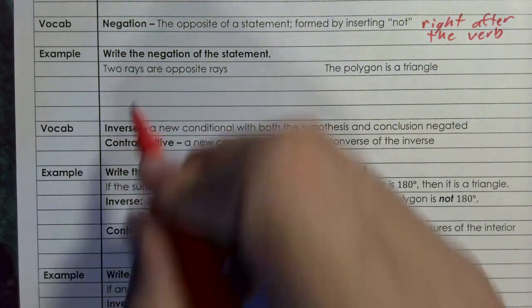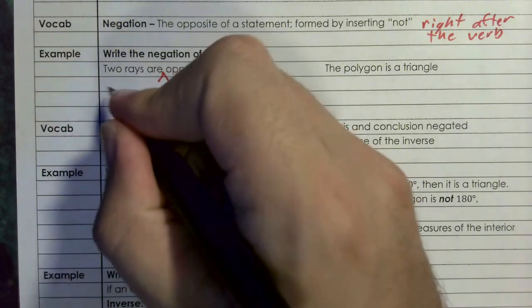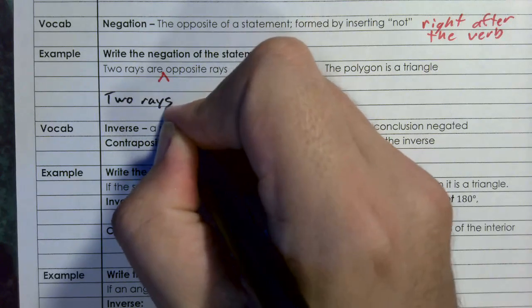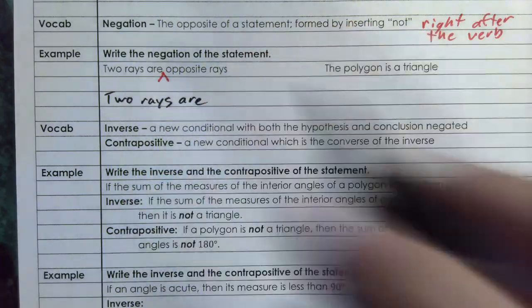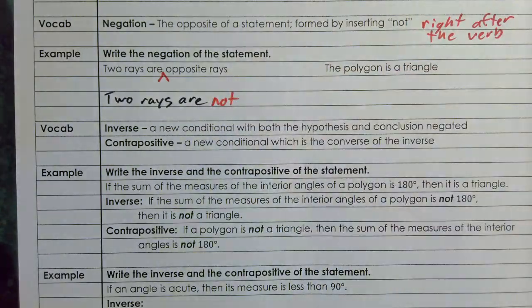If we wanted to write the negation, we would put it right after that are. We wouldn't say two not rays are opposite rays. You want to put it after the are. So two rays are not opposite rays.